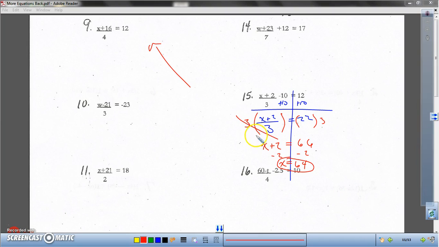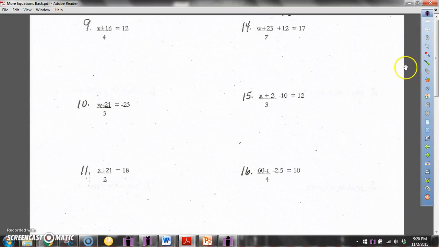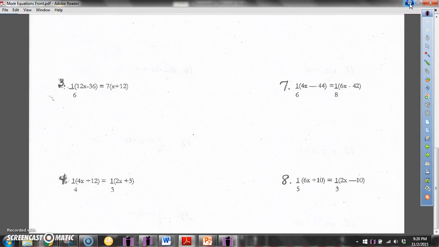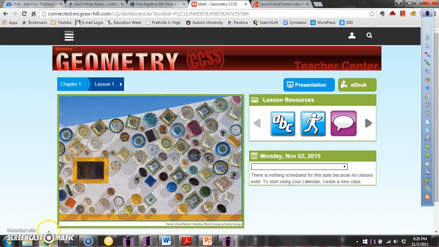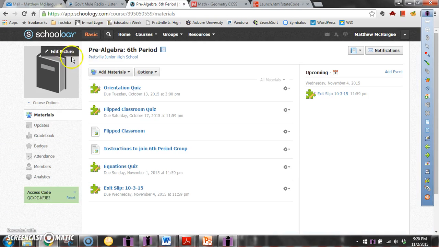Your homework for tonight is going to be to finish the back side of this worksheet. So you've got 11 through 13, 16 through 18. But before you get started on that in class today, once I get done with this video, I want you to get a Nook and log on to Schoology. And you've got an exit slip that I want you to do.